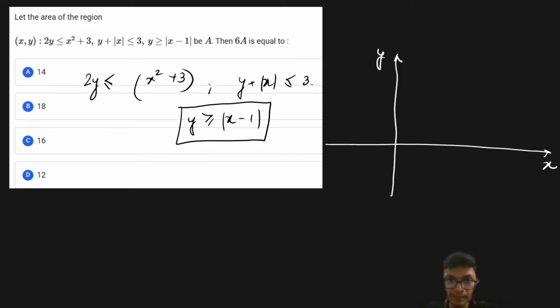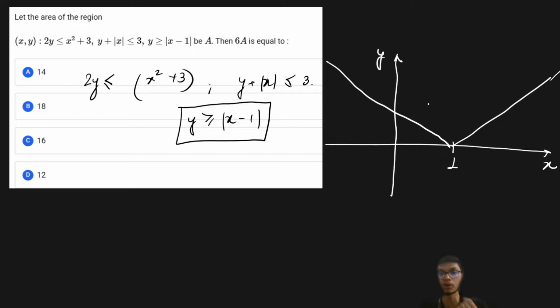Now if I take this curve y is equal to mod of x minus 1, I'll just have to reflect about the x axis. So the curve is going to be simply like 1 over here, and the curve is going to be like a modulus function, like this. That's the first function. The second function is y plus mod of x is less than or equal to 3.